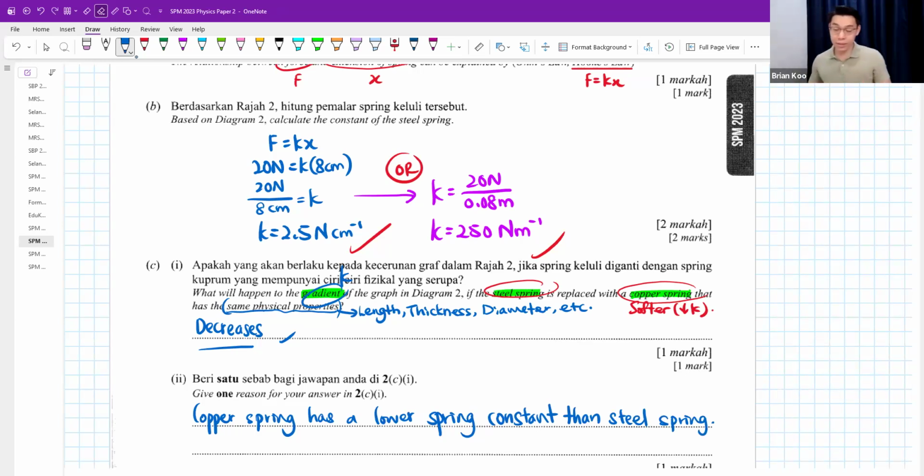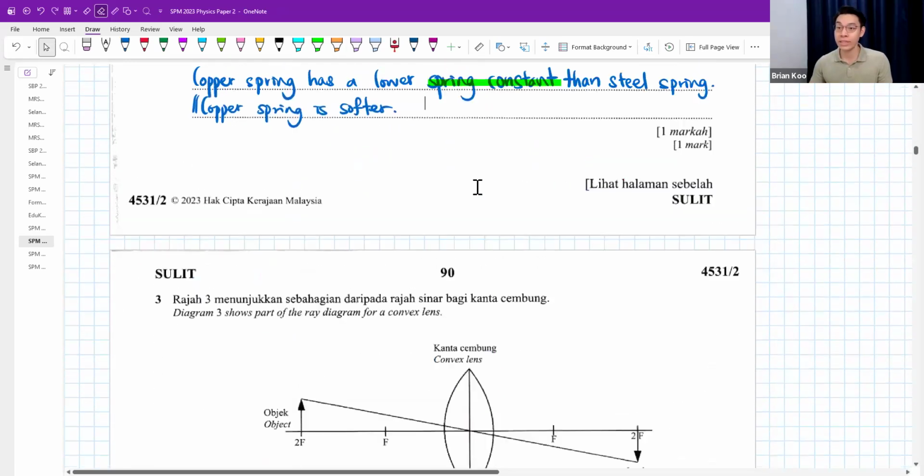Another reason that you can say is that the copper spring is softer. You can use the word softer and harder to describe a spring. It is a correct way to describe a spring. Steel spring is harder also can. Copper spring is softer. I feel if you ask me, this is the best answer. Spring constant. Okay, there you go. That's question number 2.